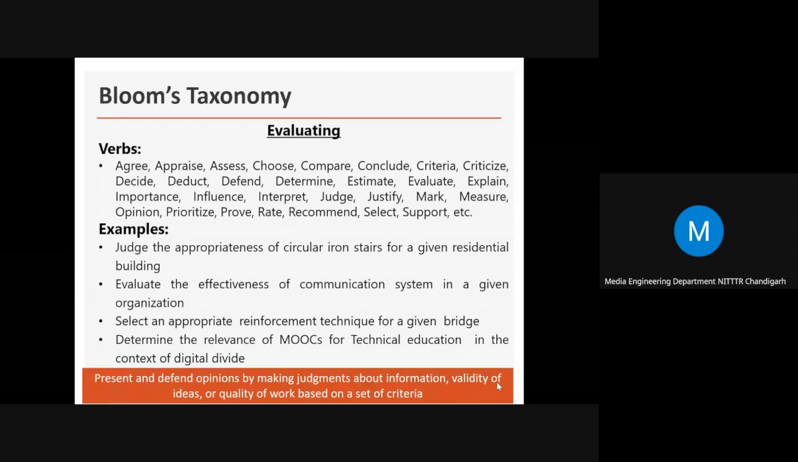Okay, and here you can see the questions, like evaluate the effectiveness of a communication system in a given organization. Then what parameters will be used to check the effectiveness, why those parameters are selected, and how those parameters are evaluated. So all these things will be part of evaluation. And you can see again examples of action verbs. So again, these verbs are just indicative. These are not the only verbs which can be used. These are just indicative that we can use such kind of verbs.